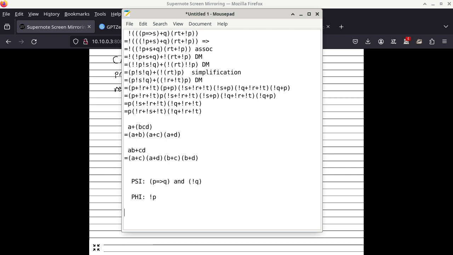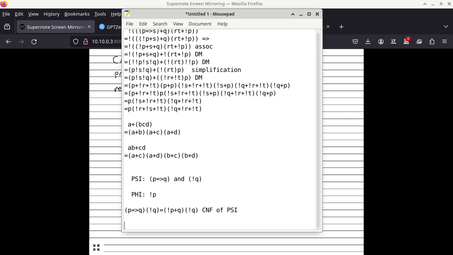All right, so the first thing is we want psi to be represented in a CNF. In this case, it's not too bad because we are so close already. We already have P implies Q and not Q, and we just need one step here, which is not P or Q, getting rid of the implication, and not Q, and we are done. This is the CNF of psi. There we go.